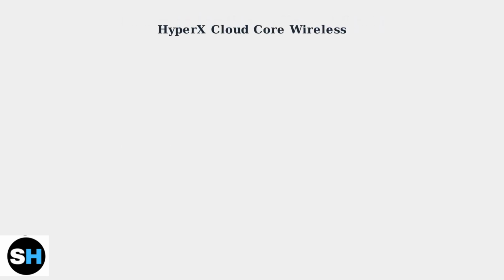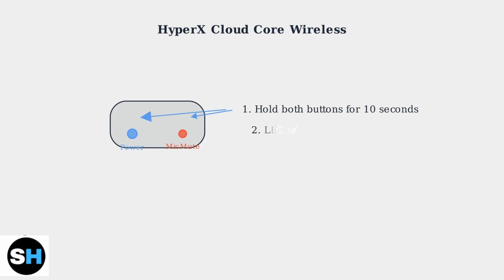For the HyperX Cloud Core wireless headset, the reset procedure requires a specific button combination. First, ensure your headset is completely powered off. Press and hold both the microphone mute button and the power button simultaneously for about 10 seconds. The LED indicator will flash to confirm the reset is complete.